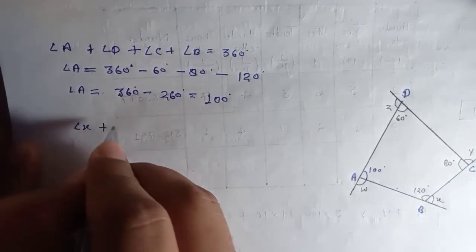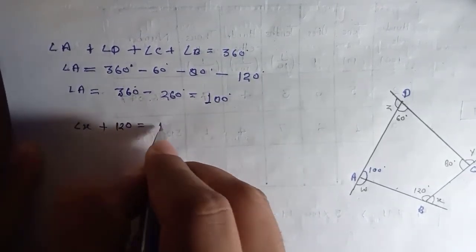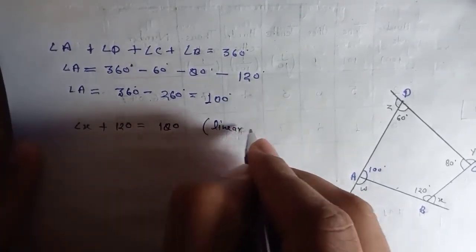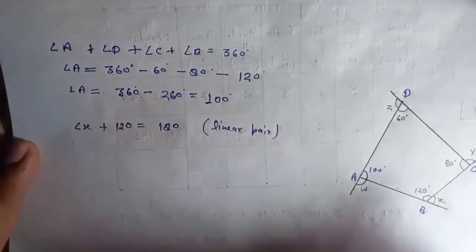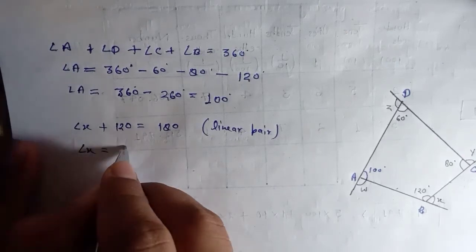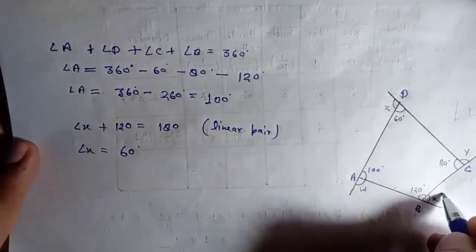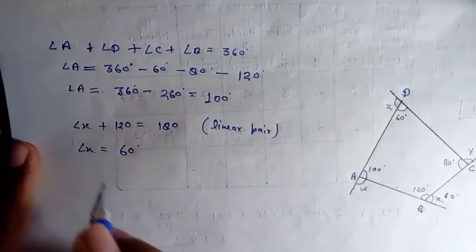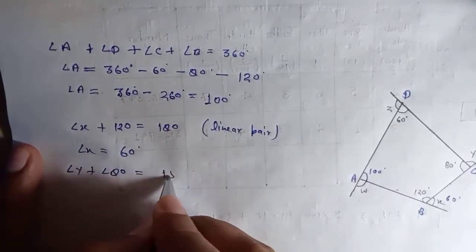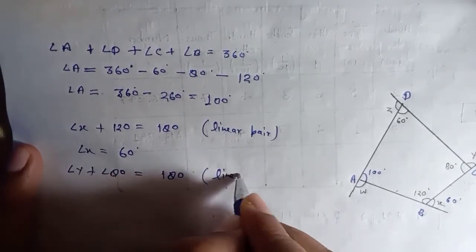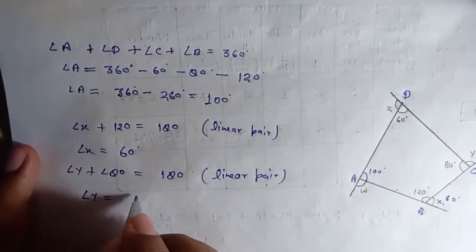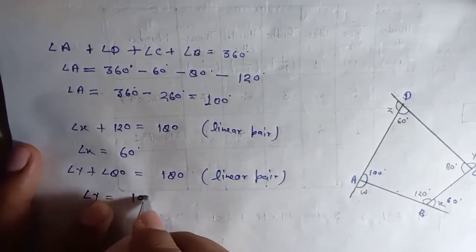So angle x plus 120 is equal to 180 degrees. Why? Linear pair. So angle x is equal to 180 minus 120, that gives us the result 60 degrees. So here it is 60 degrees. In case of angle y, angle y plus 80 is equal to 180 degrees. Linear pair. So angle y is equal to 100 degrees.